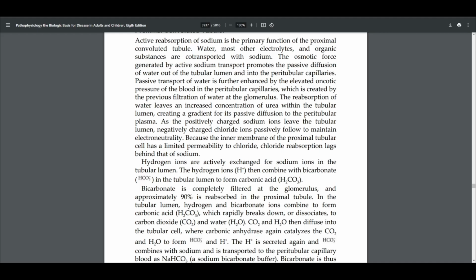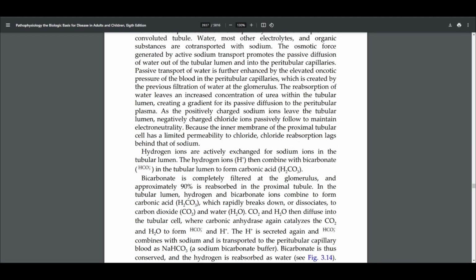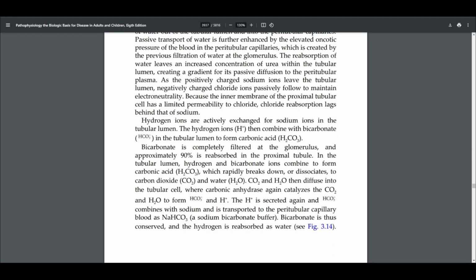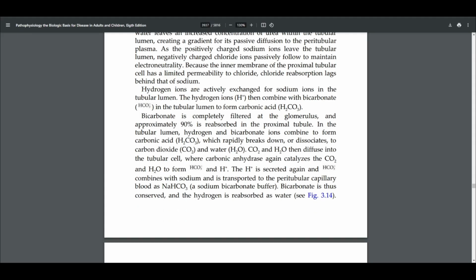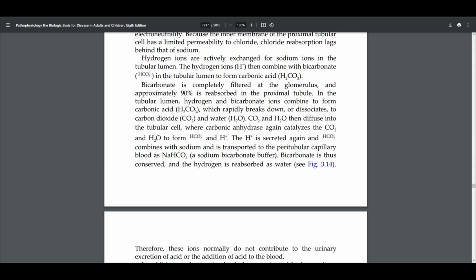The reabsorption of water leaves an increased concentration of urea within the tubular lumen, creating a gradient for its passive diffusion to the peritubular plasma. As the positively charged sodium ions leave the tubular lumen, negatively charged chloride ions passively follow to maintain electroneutrality. Because the inner membrane of the proximal tubular cells has a limited permeability to chloride, chloride reabsorption lags behind that of sodium. Hydrogen ions are actively exchanged for sodium ions in the tubular lumen.